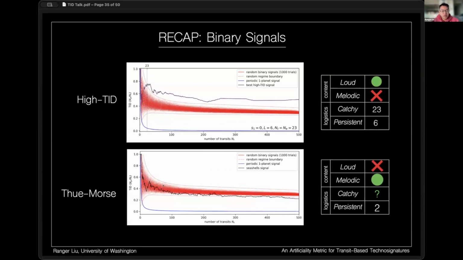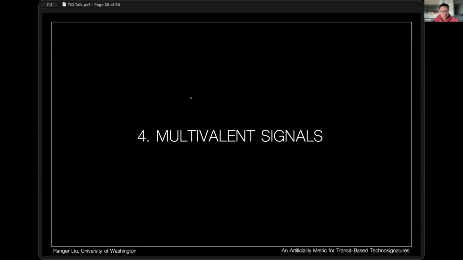So here are the 2 binary signals that we tried so far. Here's our high TID beacon and our Thue-Morse. So we have the loud, erratic air horn versus a very quiet and more niche tune. So thus far we've focused on the binary signals. I'm going to show a quick application of TID to multivalent signals.